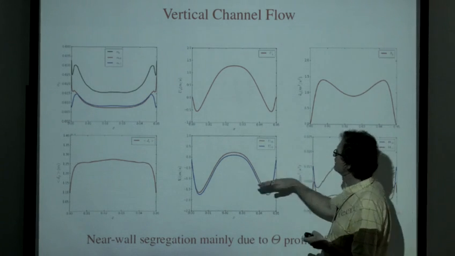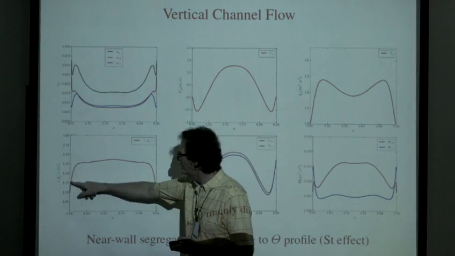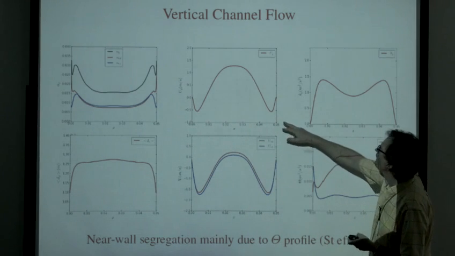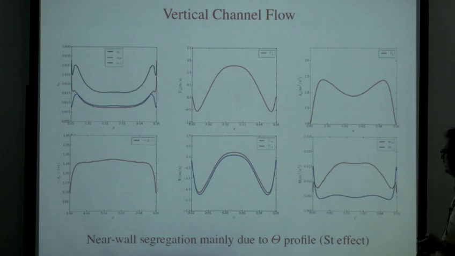In the center, it tends to be more uniform, and you can see there's a difference in smaller particles on average. These are the kinetic energy for the mean velocity in the gas phase and the kinetic energy in the gas phase.